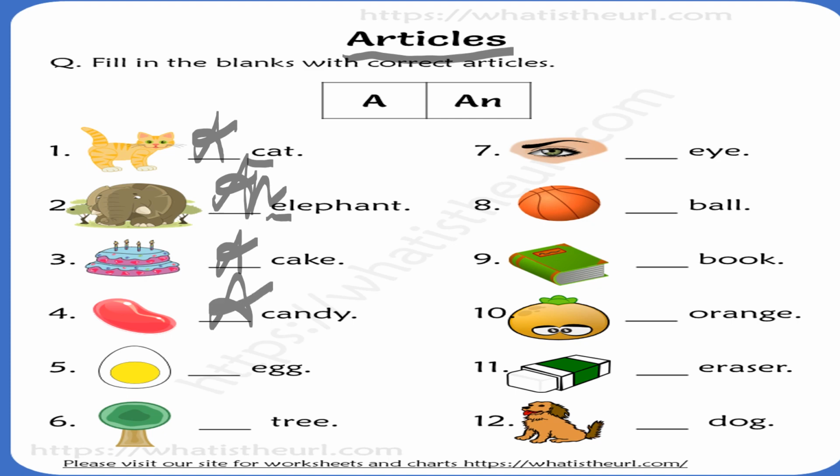Next, egg. E says A. So E is a vowel, right? And here we are talking about one egg. So what are we supposed to write here? An egg.